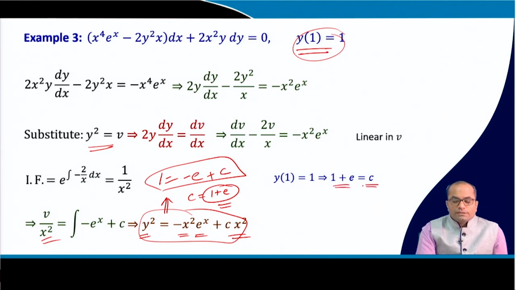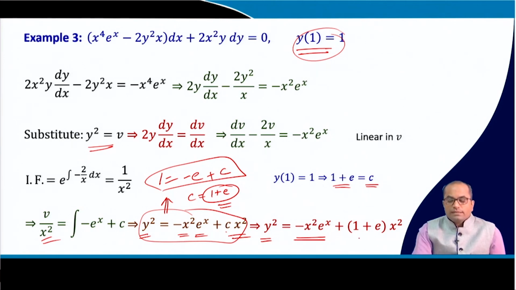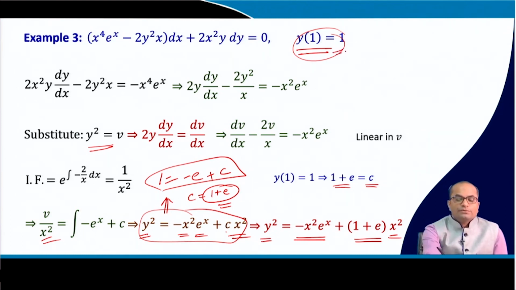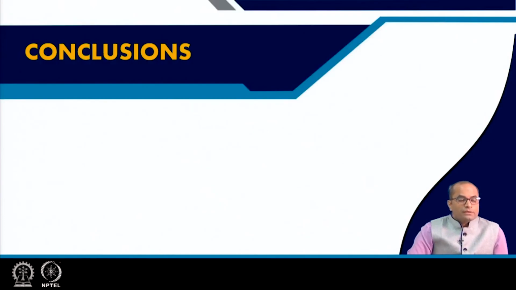So, c is 1 plus e, then we can substitute this c here. So, y² is equal to minus x²eˣ plus (1 plus e)x². So, we have the particular solution now of the problem, which is free from the arbitrary constant, because we have used this initial condition to evaluate that arbitrary constant here in this problem.